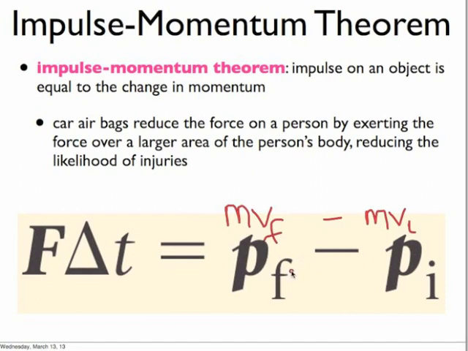Okay, this is kind of what goes on when we talk about airbags. Airbags reduce the force on you by hitting the steering wheel, by exerting the force over a larger area, that big giant airbag, and reducing your likelihood of injuries. And so this is really some key concepts when we're talking about car crashes and things like that.